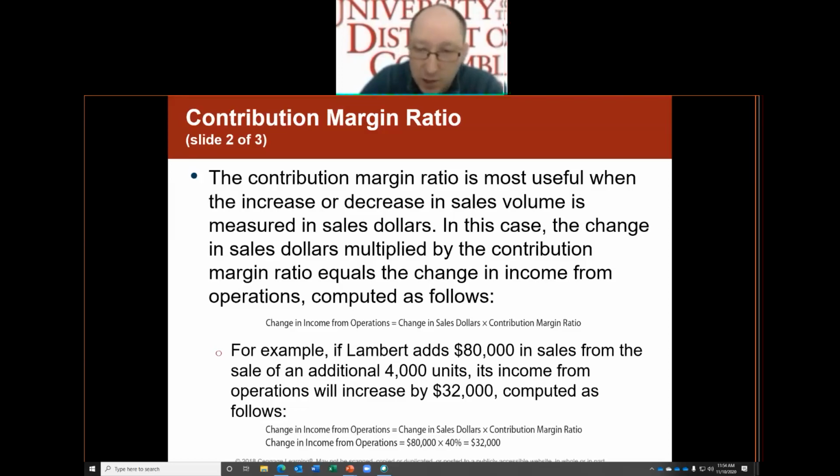If the company adds an additional $80,000 in sales from selling an additional 4,000 units, its income from operations will increase by $32,000. Well, how do we figure that out? So if we sell an additional $80,000, that's your change in sales dollars. We multiply that by our contribution margin ratio, which we said earlier was 40%. So 80,000 times 40% equals $32,000. That's our change in income from operations.